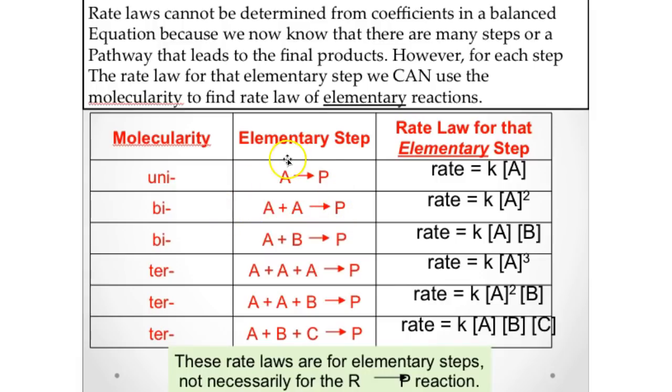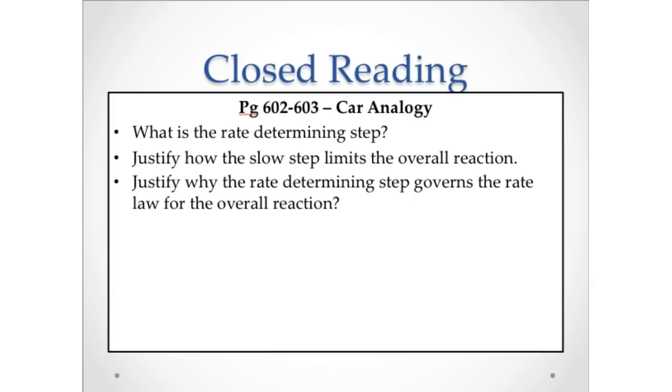So for example here, A is the reactant. You could assume A is going to have a first power because there's only one of them. 2 A's means 2 power. A and B means A times B, each to the first power. A to the 3, because there's 3 A's. So we could do that for elementary steps. It says here, these rate laws are for elementary steps, not necessarily the overall reaction. So just keep that in mind.